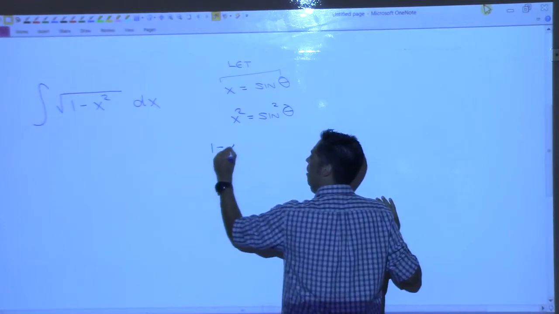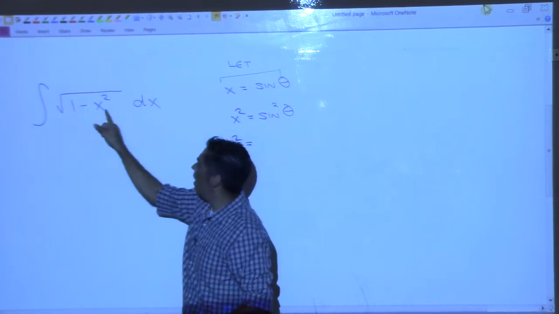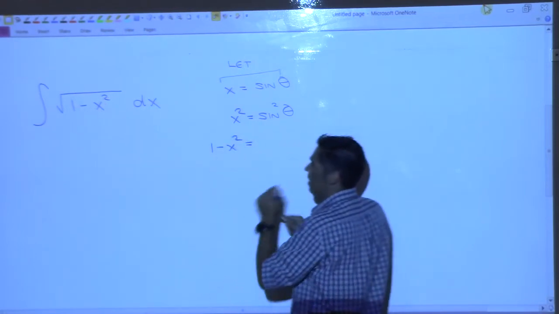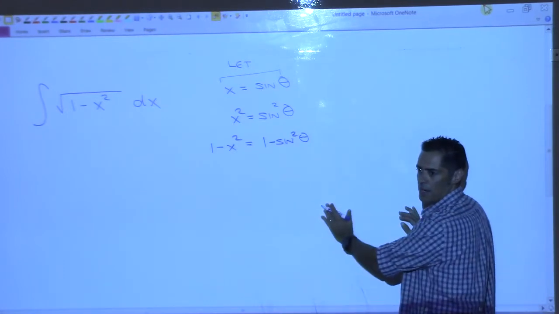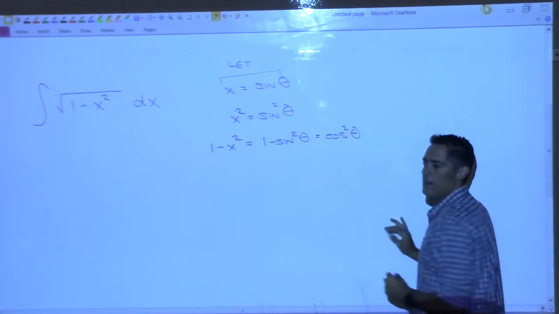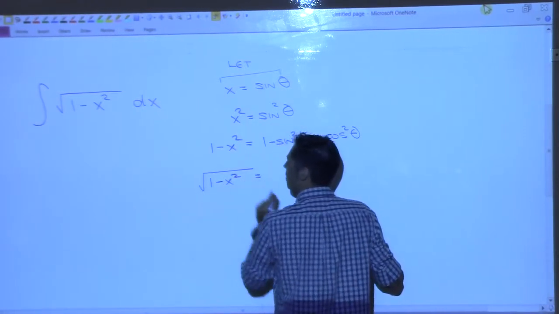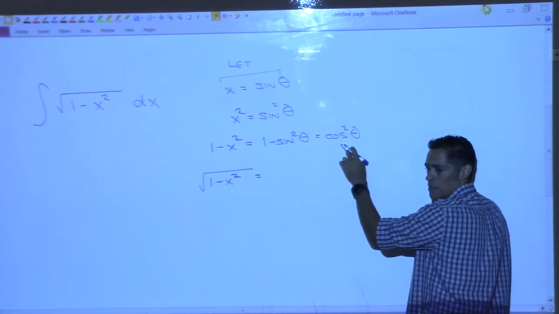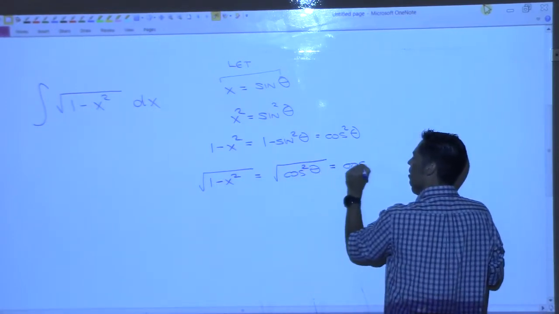What would 1 minus x squared be? So what I'm doing is I'm trying to rebuild this right here. x is being replaced with sine theta, so this is going to be sine theta squared. Then what's 1 minus that? Well, that's 1 minus sine squared theta, right? But what's 1 minus sine squared theta? Cosine squared theta, isn't it? Okay. But then what's the square root of 1 minus x squared going to be? Well, that's the square root of this, which is the square root of cosine squared. What's that? Just cosine theta, right?